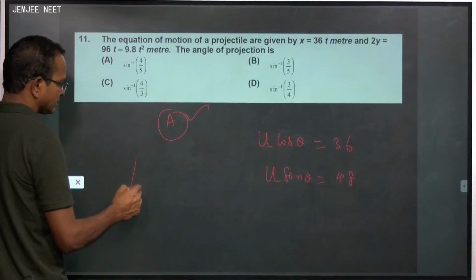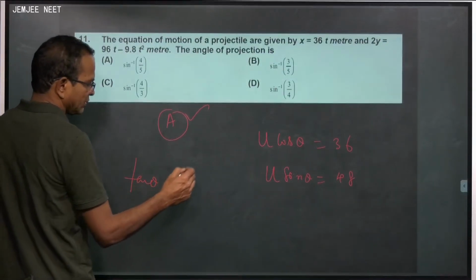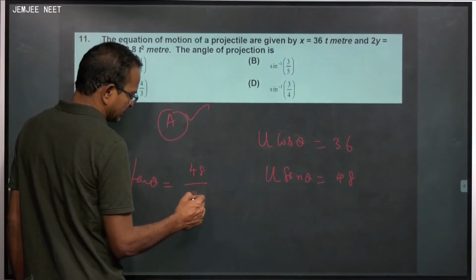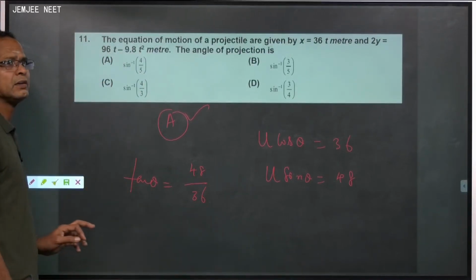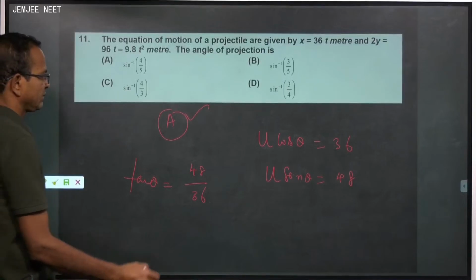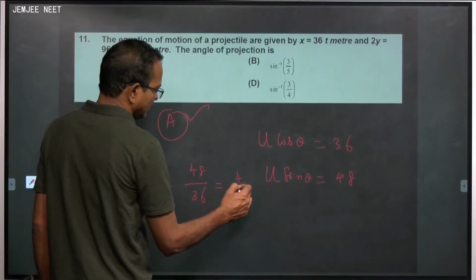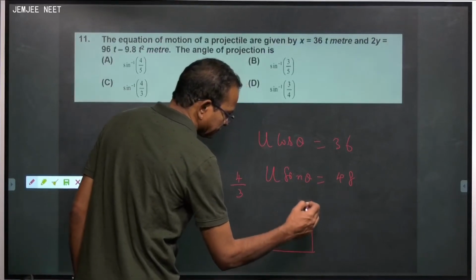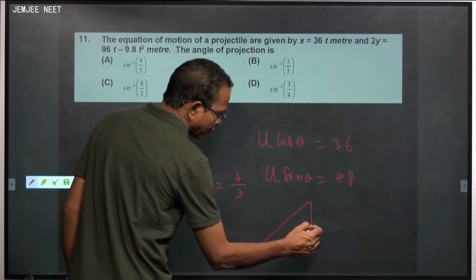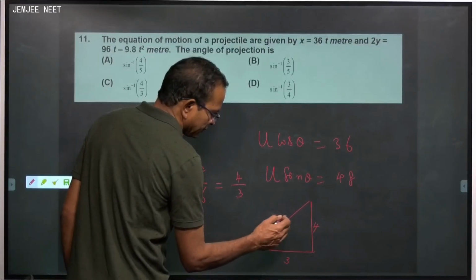Therefore, tan theta is equal to 48 by 36. How much is this? 4 by 3. We should apply a triangle, right, sir? Yes. Theta, 4, 3, 5.